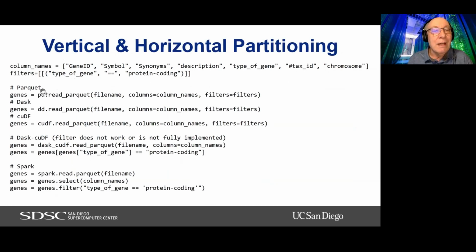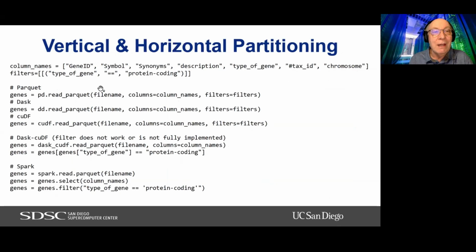And the way you do that, I'm sorry, this should actually say pandas here. So in pandas, you say read Parquet, file name, and then you specify the column names here, and you specify your filters. It's the same in Dask and CUDA-DF, exactly the same syntax. Then we also have Dask CUDA-DF. It has a filters option, but I couldn't get that to work. For some reason, it doesn't work or it's not fully implemented.